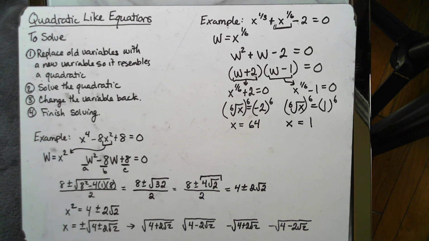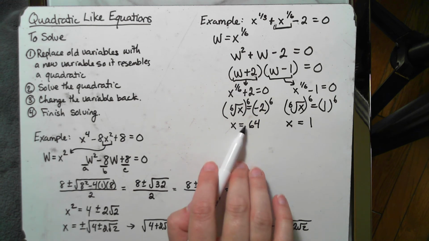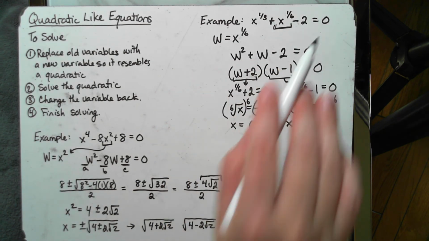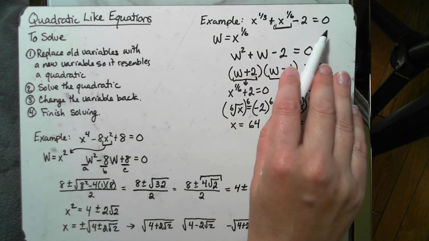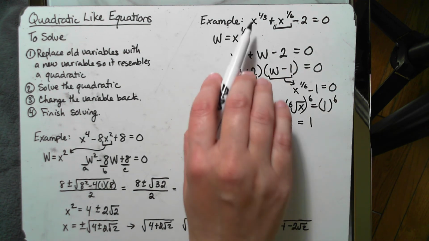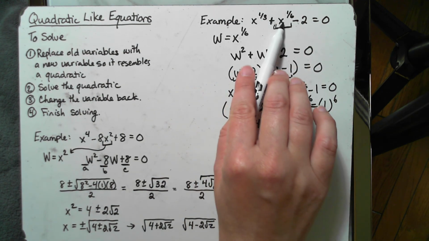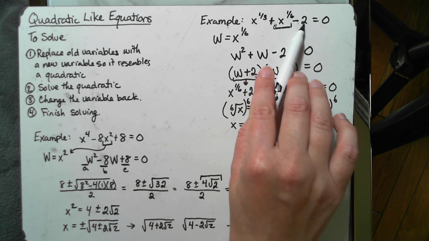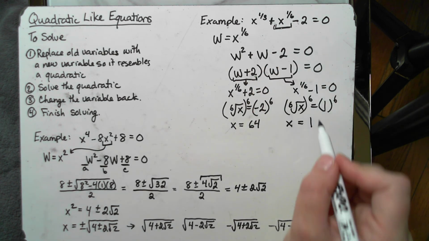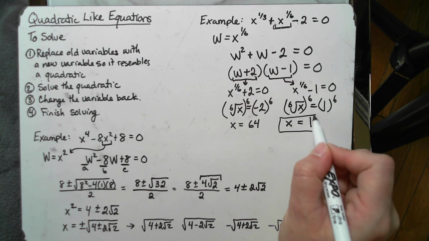Now the final thing I should do is double check if I put this in, does it work? And if I put this in, does this work? Now 1 to any power is 1. This is 1 plus 1 minus 2. And that is equal to 0. So x equals 1 does work.